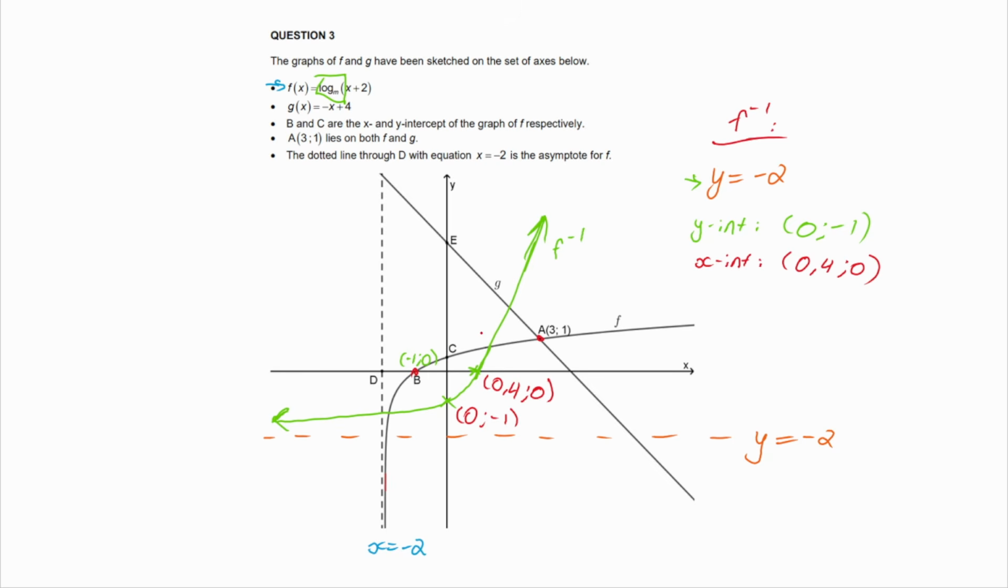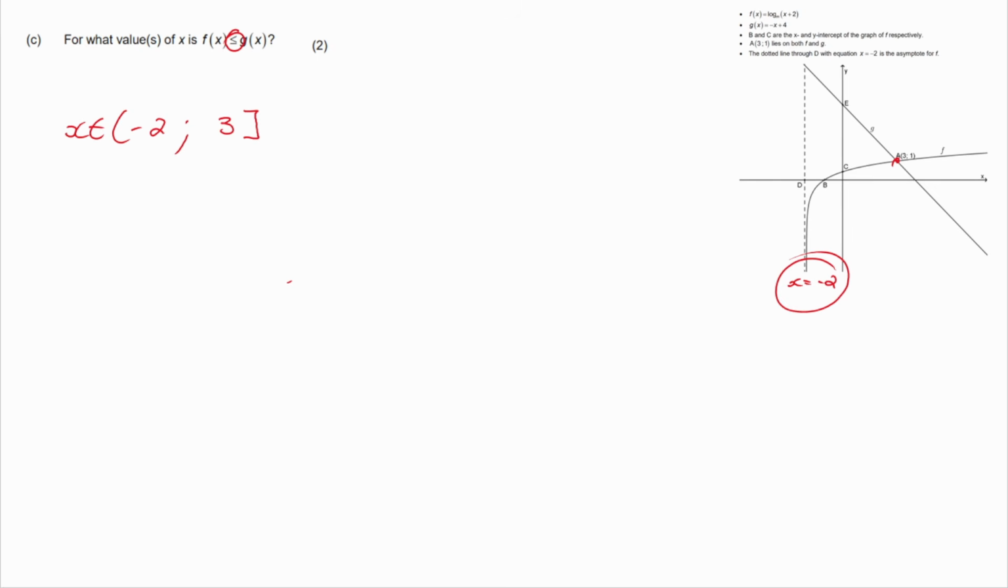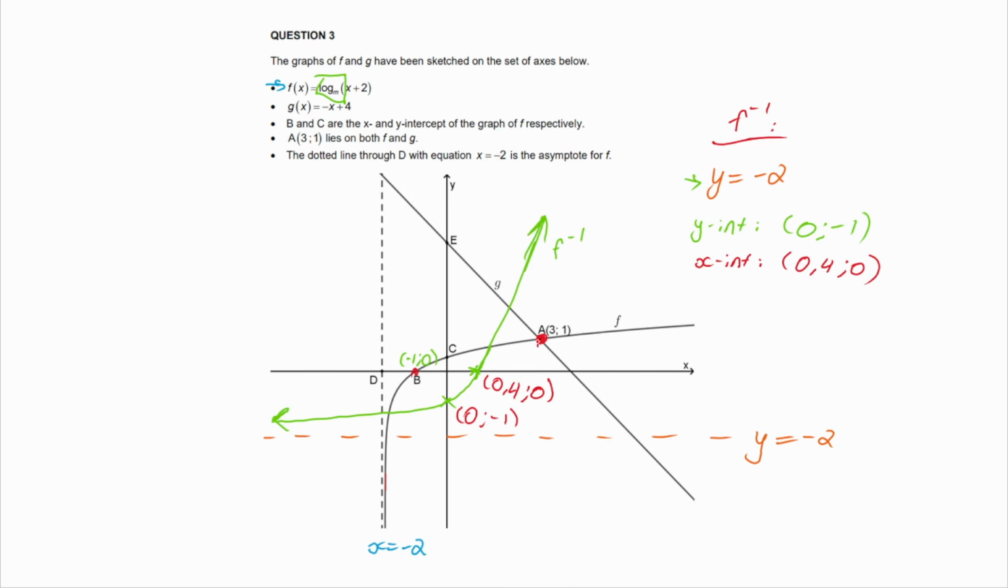That is literally, oh, one thing I missed. But this is the general shape. One thing I missed from the question is this over here. We've labeled the intercepts, we've labeled the asymptote, but we have to label the point where the inverse is equal to g of x. This is also easy, flipping easy, because this is where f is equal to g: 3, 1. So where do you think the inverse of f is going to be equal to g? We just swap it. This is 1, 3. How easy is that? It's just that easy. So that's how you do that.